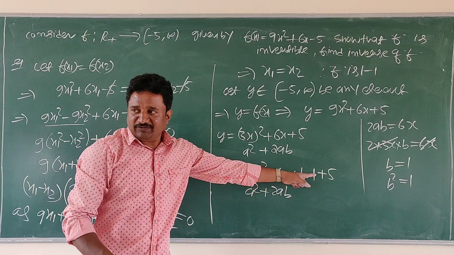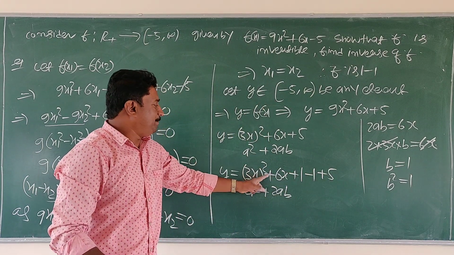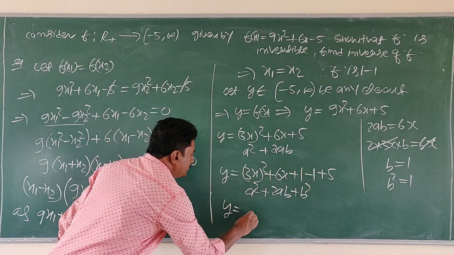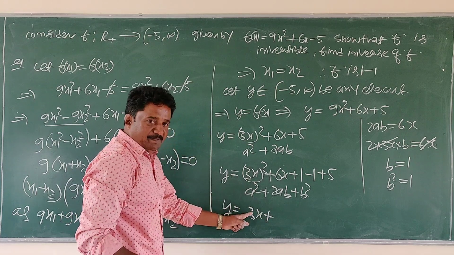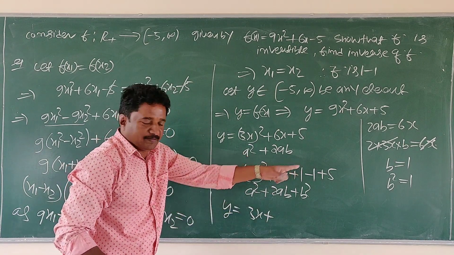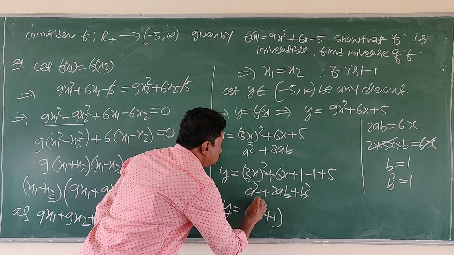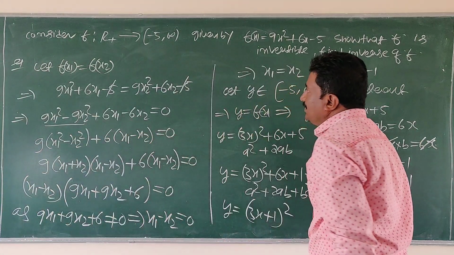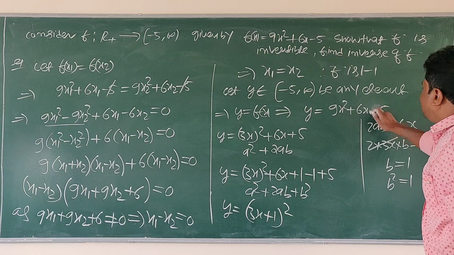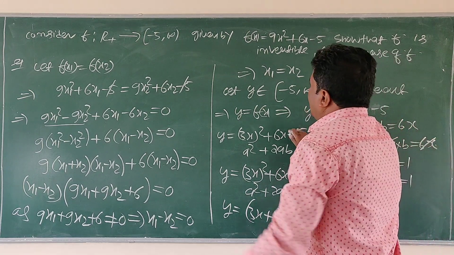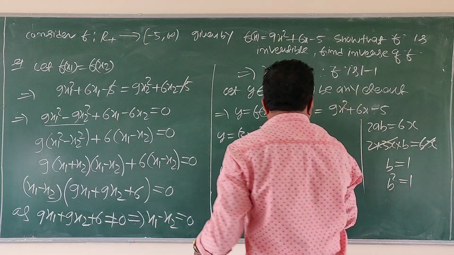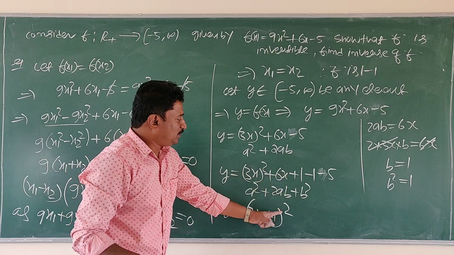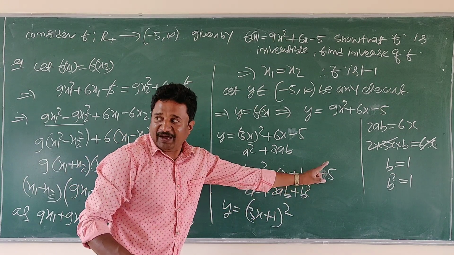Add 1, subtract 1. a square plus 2ab plus b square, plus b square. Now it is (a plus b) whole square: 3x plus a. a means 3x, b means 1. (3x plus 1) whole square. This is minus 5, students. Carry that minus 5. Right? (a plus b) whole square, (3x plus 1) whole square, minus 1 minus 5, minus 6.